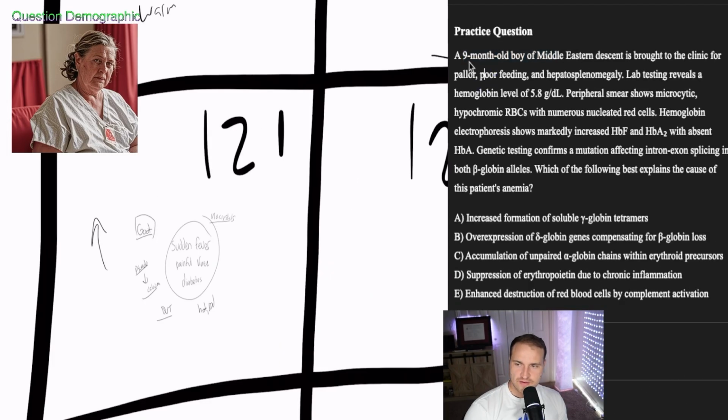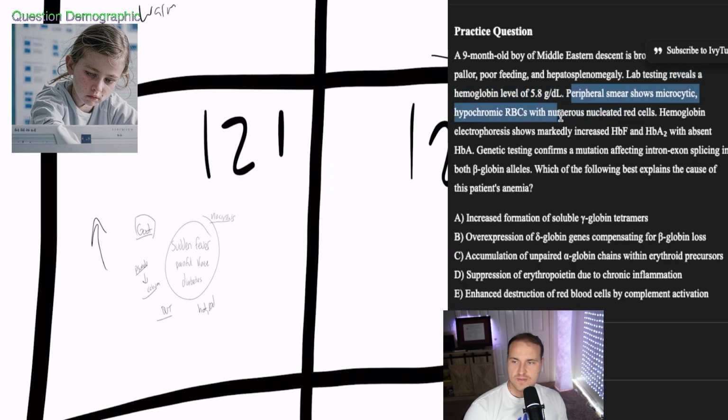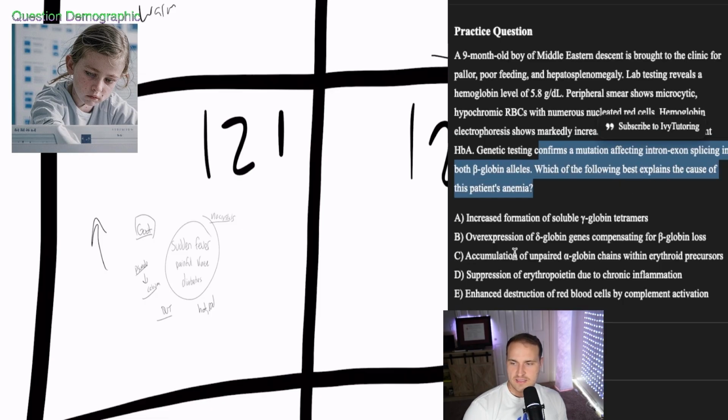In our next question, we have a 9-month-old boy of Middle Eastern descent brought to the clinic for pallor, poor feeding, and hepatosplenomegaly. Lab testing reveals a hemoglobin level of 5.8. Now, this could be a male or a female. Peripheral smear shows microcytic hypochromic RBCs with numerous nucleated red cells. Genetic testing confirms a mutation affecting intron-exon splicing of both beta-globin alleles. What explains the anemia? It's the accumulation of unpaired alpha globin chains.